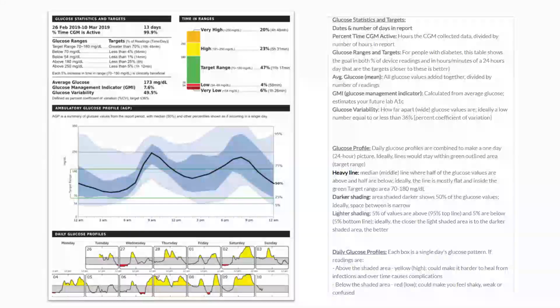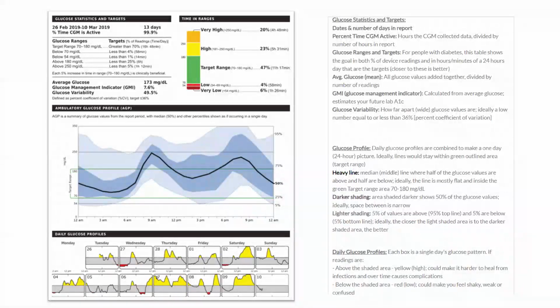The GMI, it's very, very similar, but not exactly the same, to the A1C lab value that you see. And we'll actually talk about that specifically a little bit later. But what it does essentially is it estimates what your future A1C would be if the data that you see here continues to hold true. So it gives you essentially a calculated A1C for the data time frame that you're looking at.